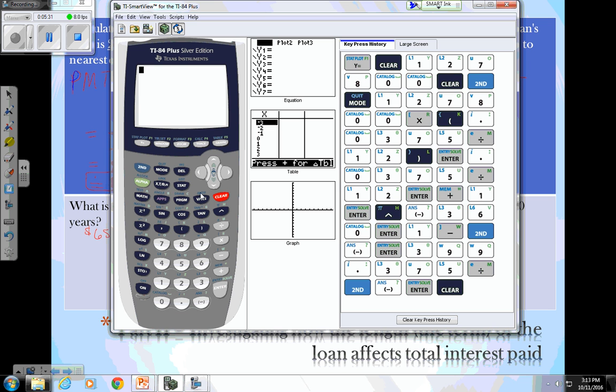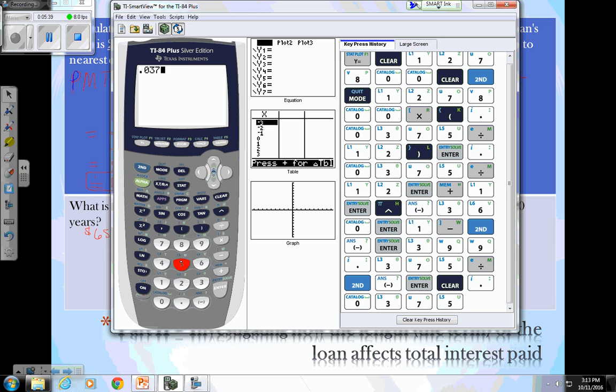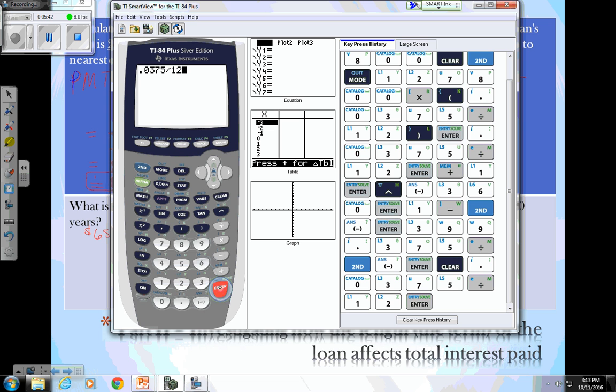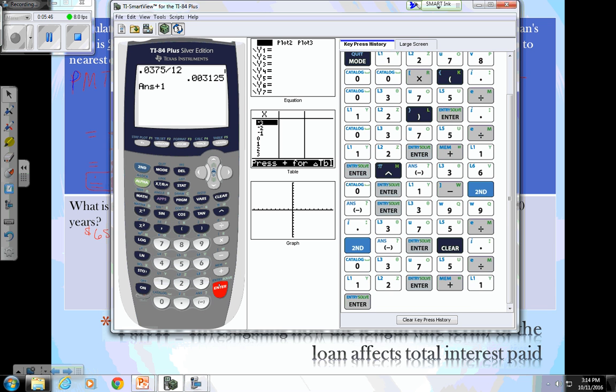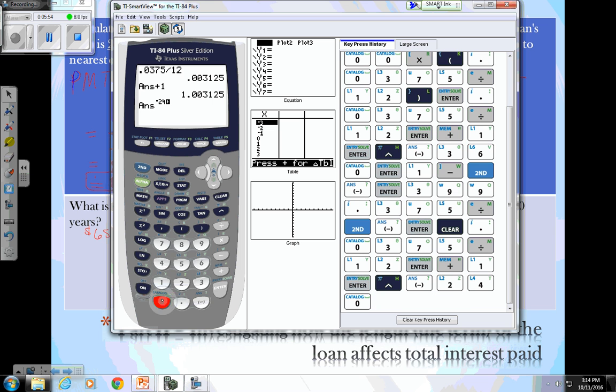Okay, so we're going to take 0.0375 and divide that by 12. Okay, then we're going to add 1. Then we're going to raise that, so that's the house top key, to the negative 240 power. And I press enter.